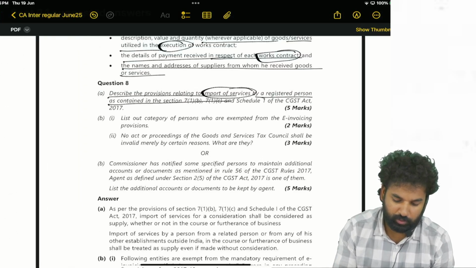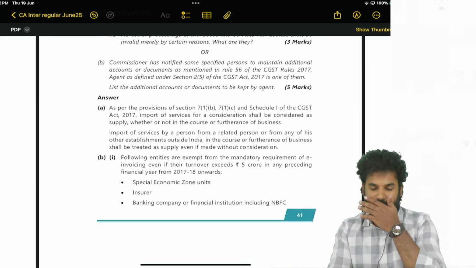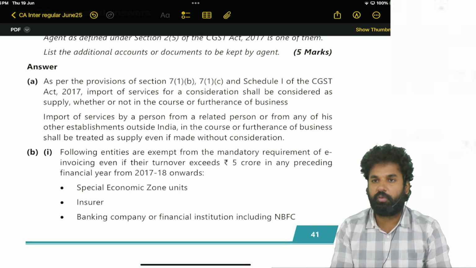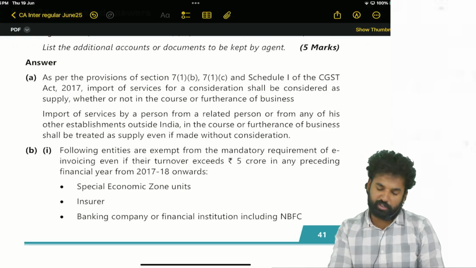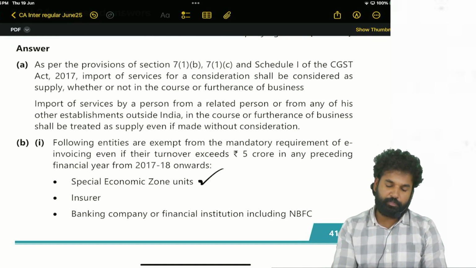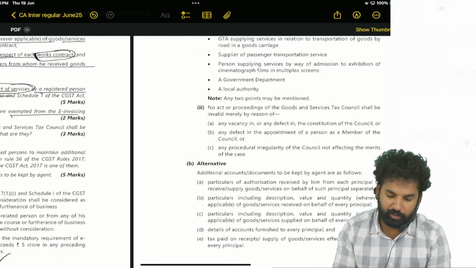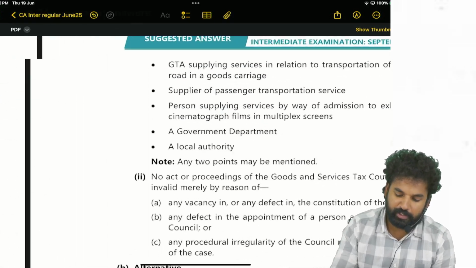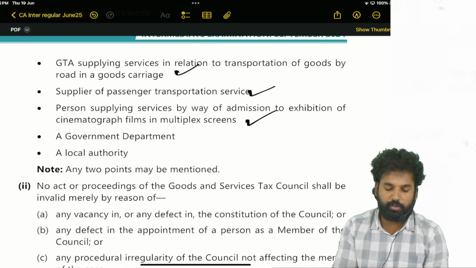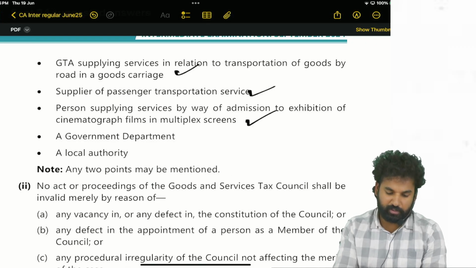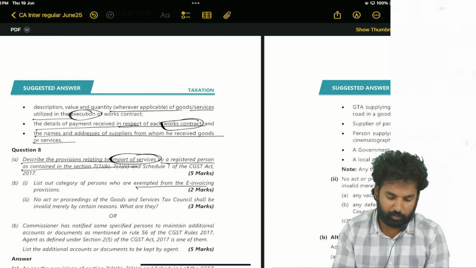List out the category of persons who are exempted from e-invoicing. E-invoice means turnover not exceeding 5 crores, e-invoice is not required. More than 5 crores, e-invoice is required. Next, SEZ units, banking companies, insurers, financial institutions including NBFC, GTA service provider, passenger transportation service provider, admission to exhibition of cinematographic films in multiplex screens, government department, local authority. For these, e-invoice is not applicable.